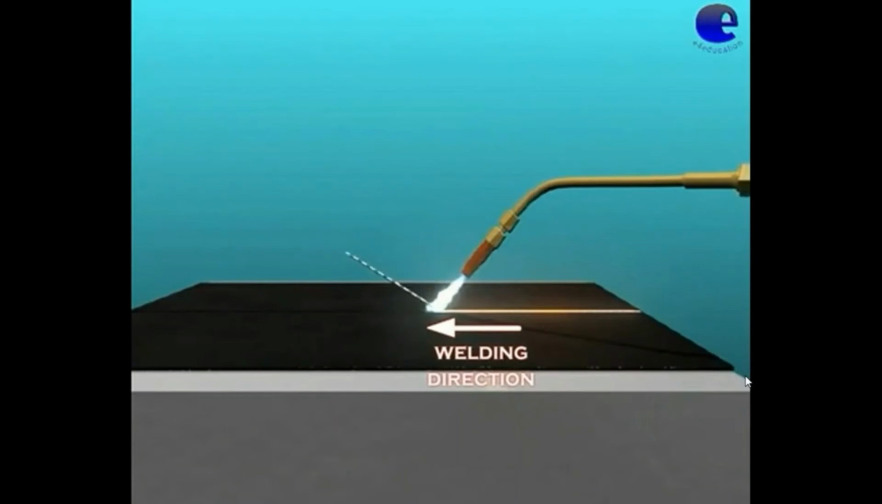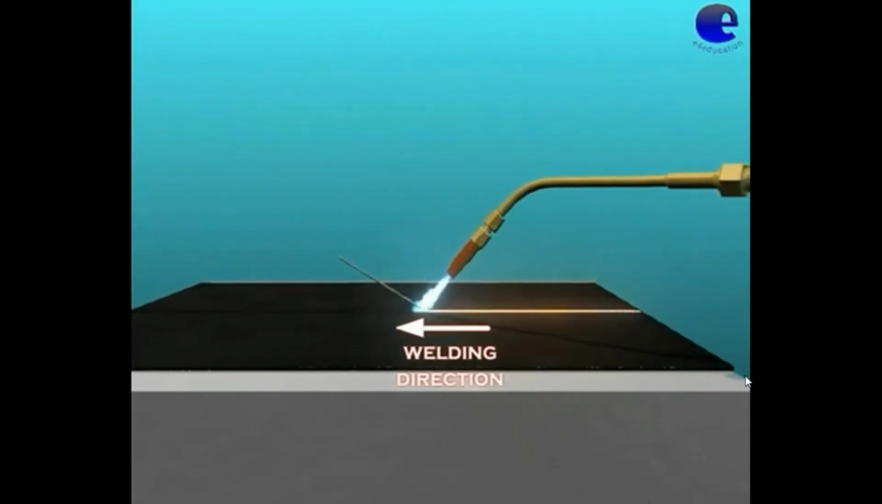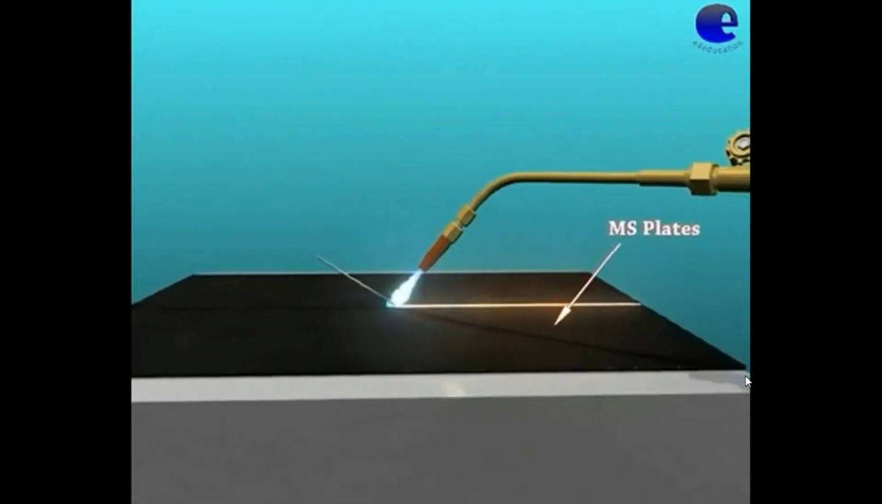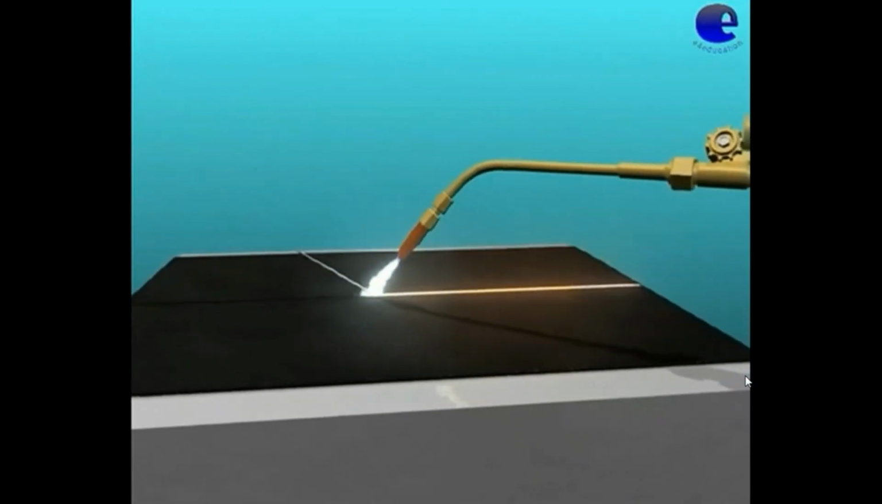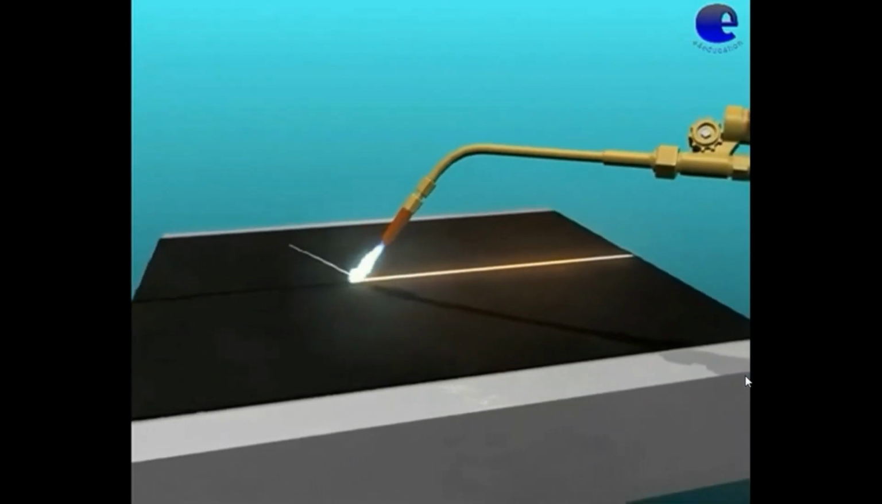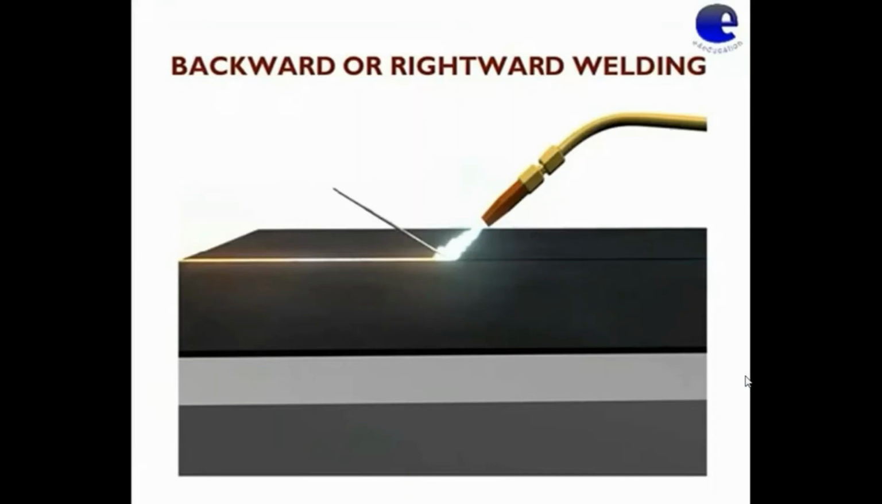The filler rod makes an angle of 30 to 40 degrees. The torch makes an angle of 60 to 70 degrees. This technique is suitable for MS plates up to 5 mm thick and is also used for cast iron and non-ferrous metals. Backward or rightward welding.